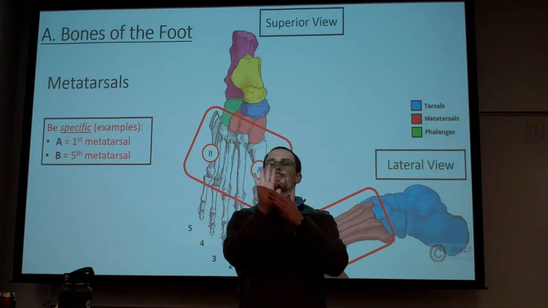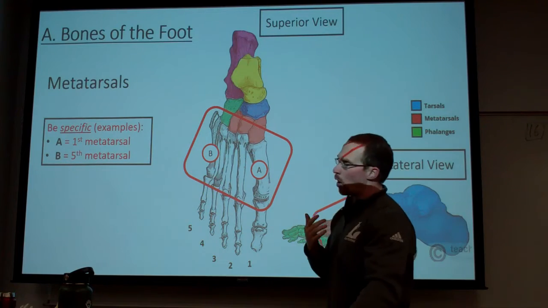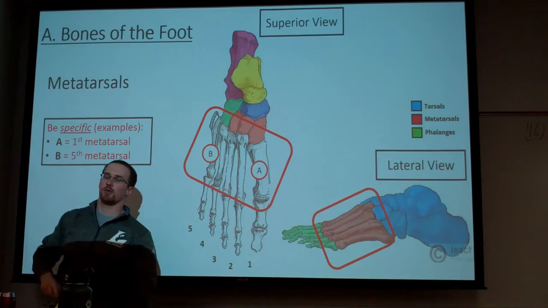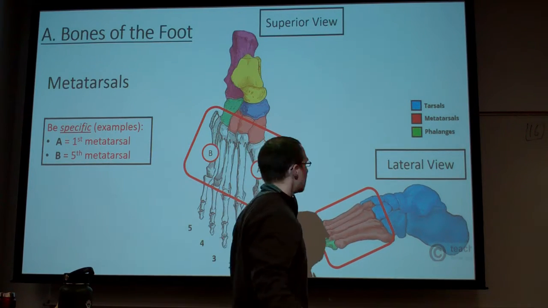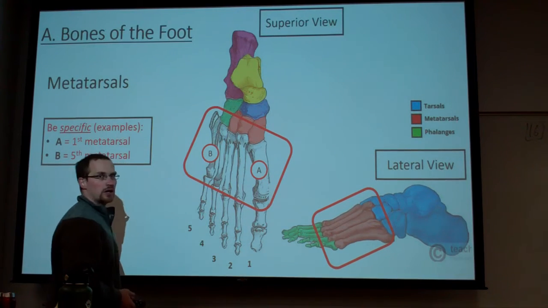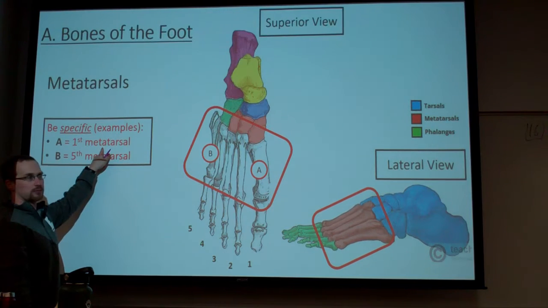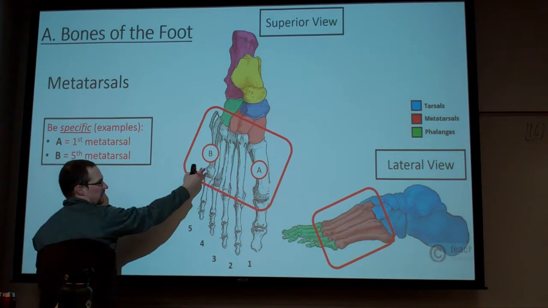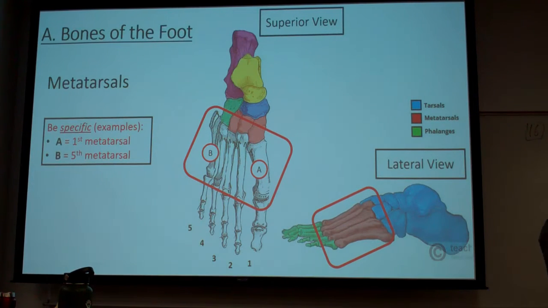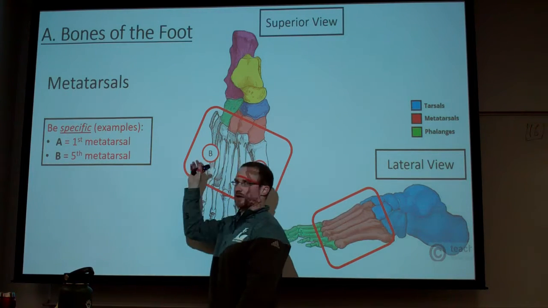Now in your hand, the bones of your palm, we call those the metacarpals. Similar with the feet, but these are metatarsals, the letter T. Likewise, we want to be specific naming these, numbers 1 through 5. So I'd call letter A here your first metatarsal. Letter B would be your fifth metatarsal. So again, with these here, you just want to be specific.